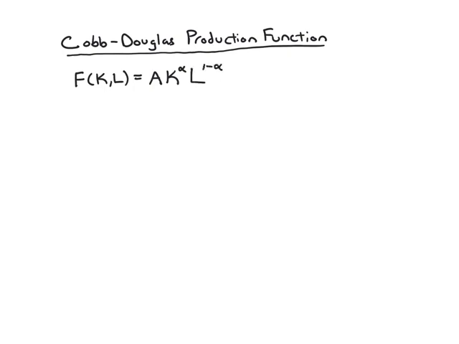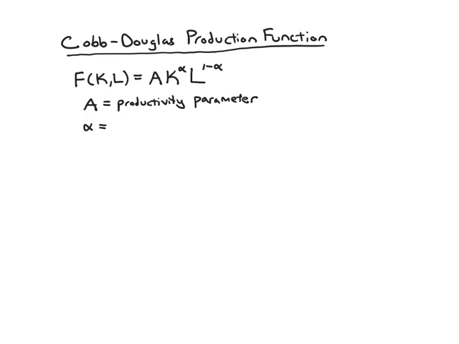And K and L are variables, they're capital and labor as we're familiar with. A and alpha we're less familiar with. A is a parameter that basically just represents or controls productivity. Basically, the higher A is, the bigger the total output will be. And we can see that from the formula.